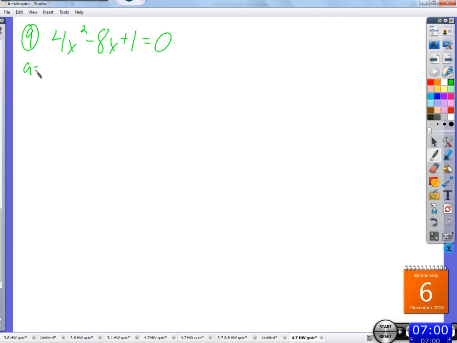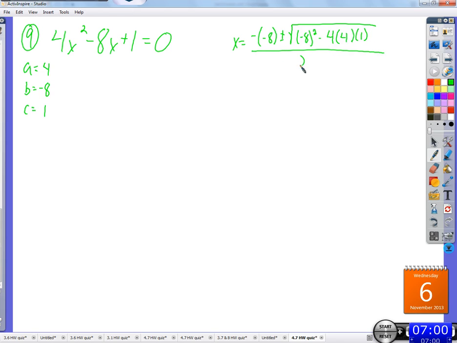What's A? Four. B? Eight. Very good. Negative eight, not just eight. And C? One. Negative B, that's negative negative eight, plus or minus the square root of B squared, which is negative eight, B squared minus four times A, which is four, times C, which is one, over two times A again, which is four. Get positive eight there, plus or minus the square root of 64 minus 16.